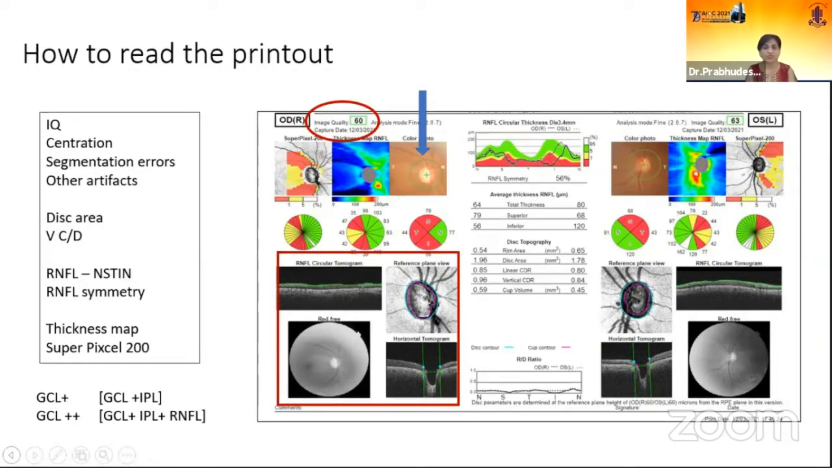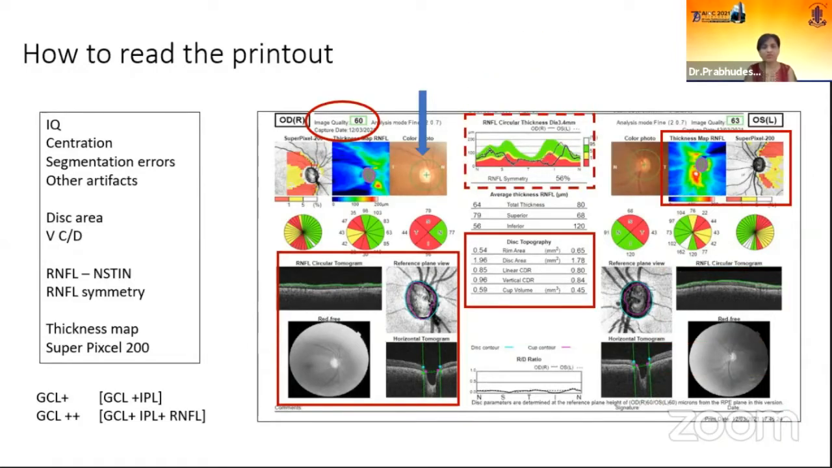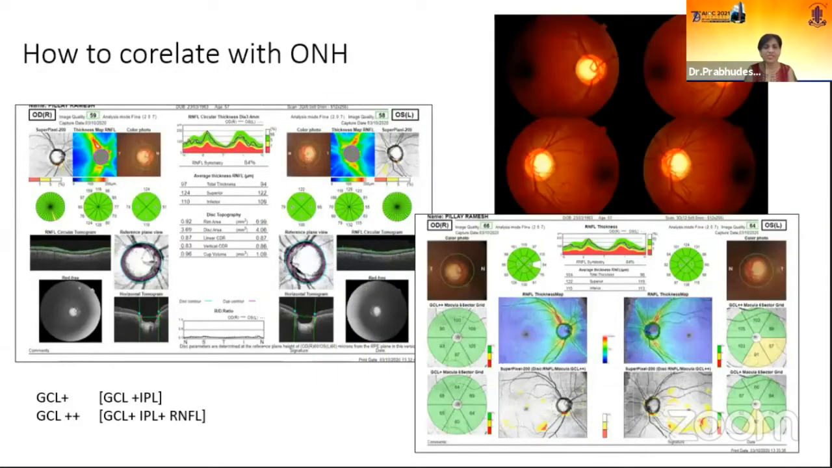Then after that, the most important is disk photography, and disk area can be seen. Vertical CD is most important. After that, RNFL and Nasal-Superior-Temporal-Inferior is important. RNFL symmetry is very, very important in right and left. Thickness map and superpixel 200 should be seen after that. Here we also get GCC++, that is GCL plus IPL plus RNFL.